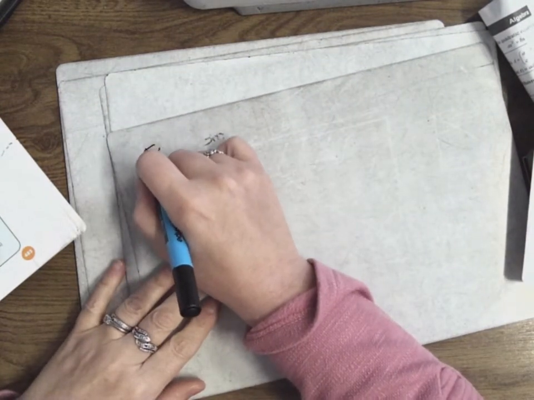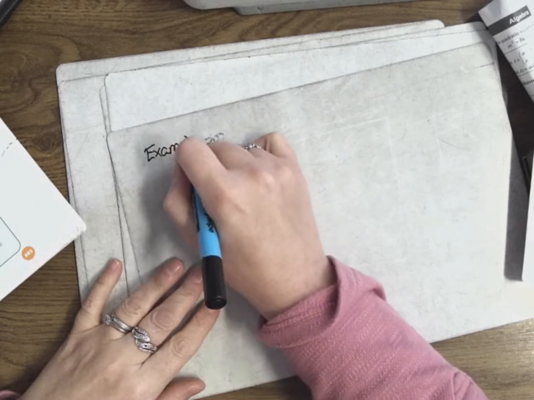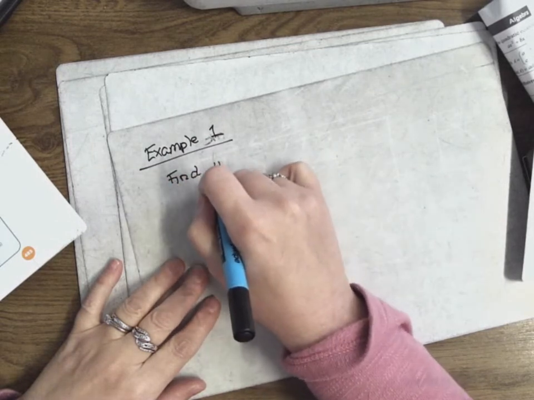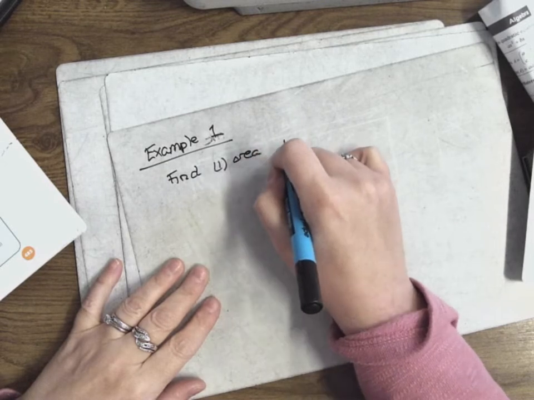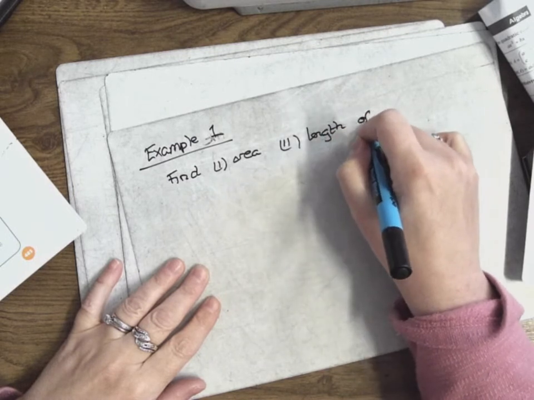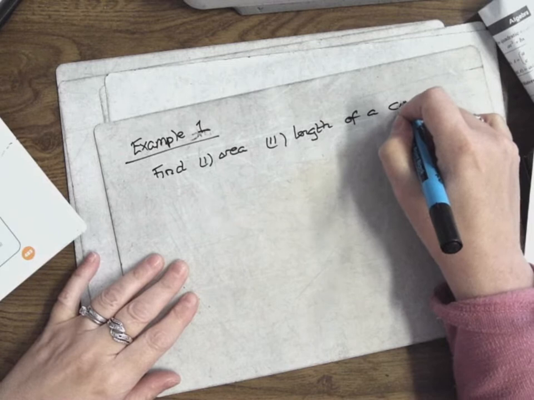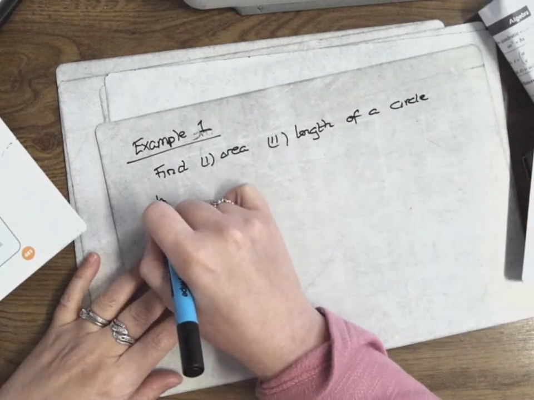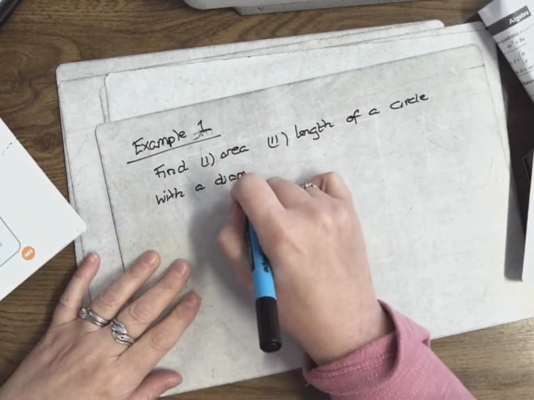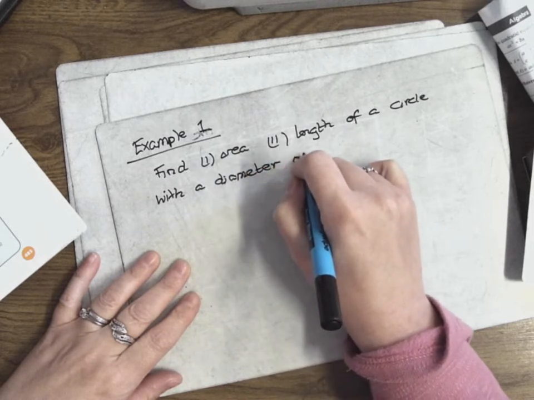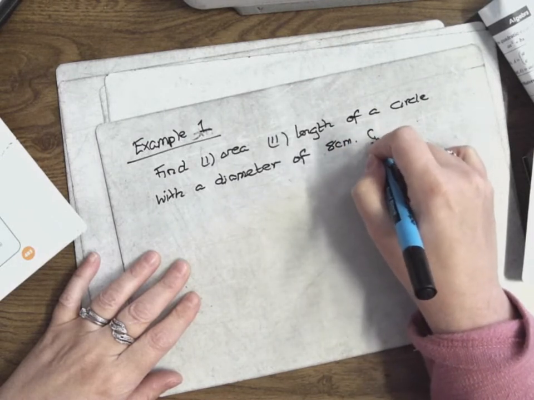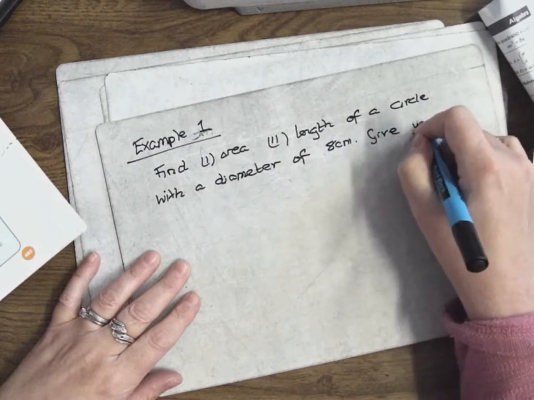Example 1. We just go full on, just a straight circle. Find one, area, two, length of a circle. Give your answers correct to two decimal places.